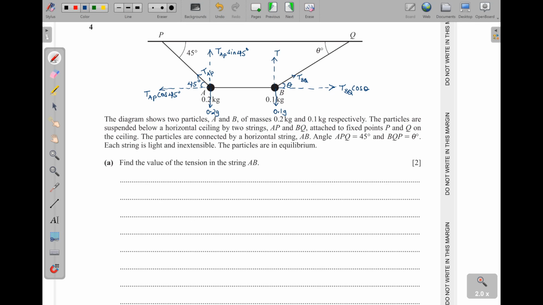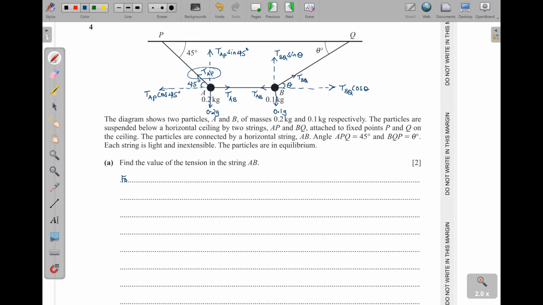This one will be TBQ sine of theta. Okay? And also, this same tension here in this string is going to be the same here. No, it's not the same. It's actually different. But there is tension in this string here. This tension actually pulls this A, this side. So I can say tension TAB. But it is the same tension also which pulls this B here, tension TAB. So that is our diagram of forces.